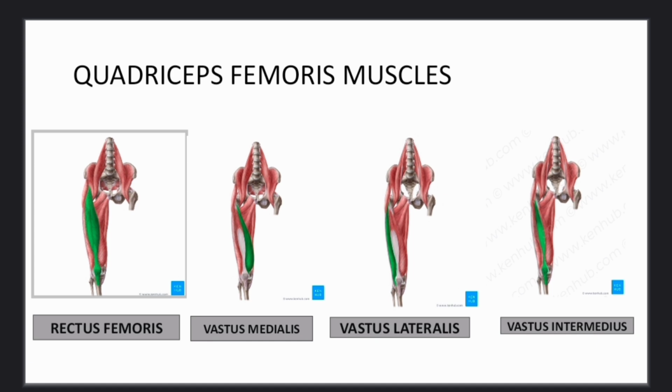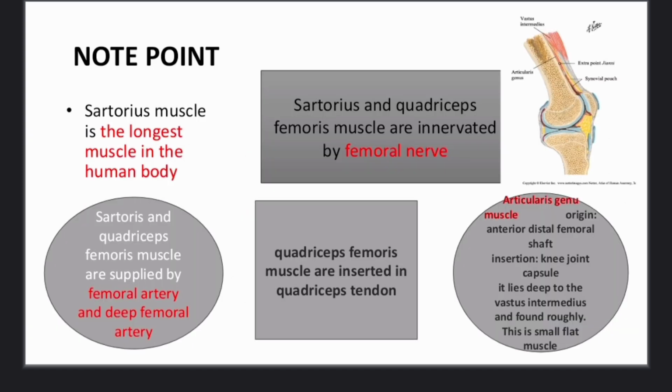So next one is the most important part of our video, that is the note point. In this section I'll share some easy memory tips to help you remember the anterior compartment muscles of the thigh. First point is the sartorius muscle. An important exam point is that the sartorius is the longest muscle in the human body. So if you are asked which is the longest muscle in the human body, the answer is the sartorius muscle.